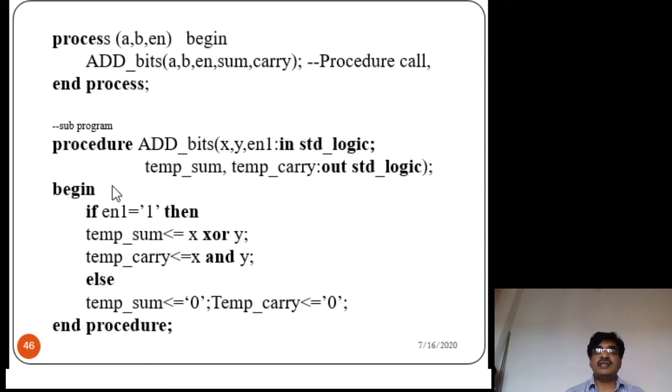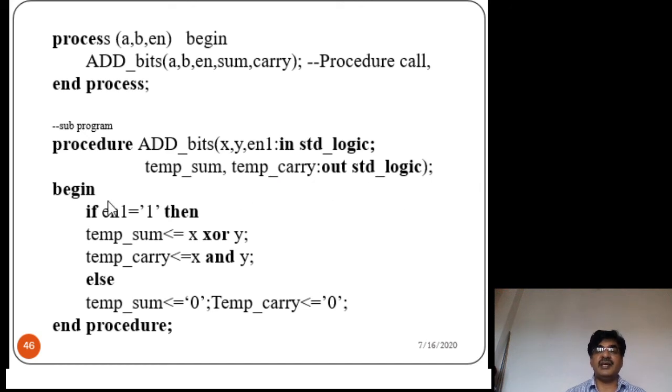Now let us see how to declare a procedure for this. Start with the word procedure, and the procedure name is add_bits, followed by x, y, enable. These three are the inputs in standard logic. What is standard logic? It is a predefined data type. x, y, enable are the inputs of data type standard logic. Then temp_sum and temp_carry are the outputs, also in the data type standard logic.